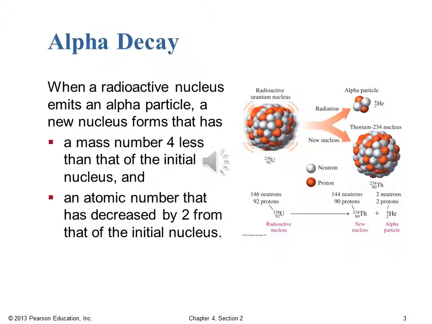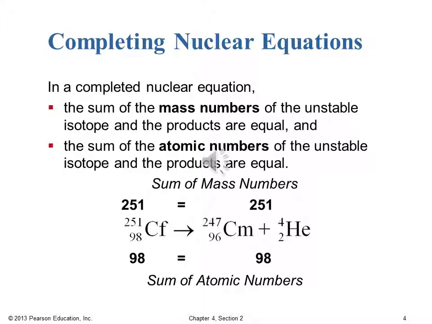And if you notice, the total number of the mass number and atomic number on the left side equals the total number of the mass numbers and atomic numbers on the right side. The 238, 92 on the left for uranium equals the 234 plus 4, 238 on the right side, and the 90 plus 2, 92 on the right side for the atomic number. So in a complete balanced nuclear equation, we should see that the sum of the mass numbers of the unstable isotope and the products are equal, and the sum of the atomic numbers of the unstable isotope and the products are equal.